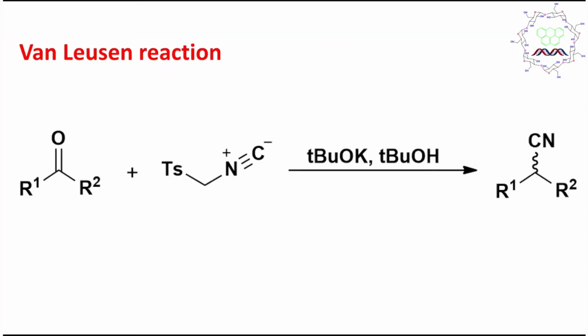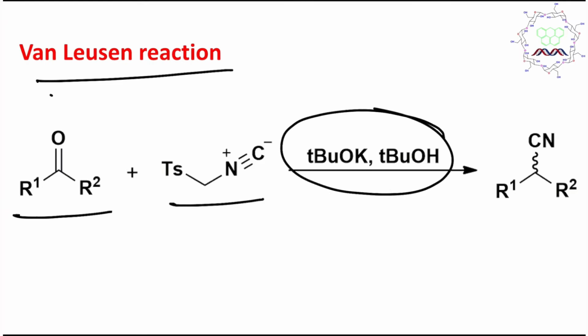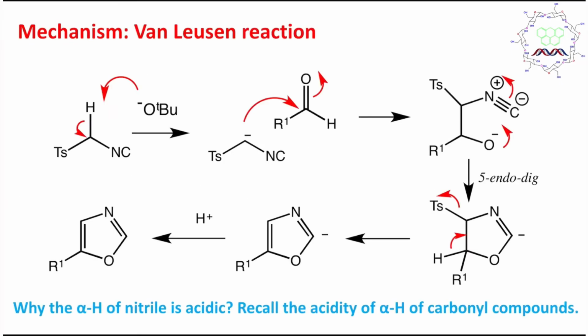Now let's come to the third, the Van Leusen reaction. This reaction is between a ketone and an isocyanate, in the presence of a strong base. So how does this reaction happen? This tertiary butoxide is a strong base, so it will abstract the proton. It abstracts the alpha proton of the isocyanate and produces this anion.